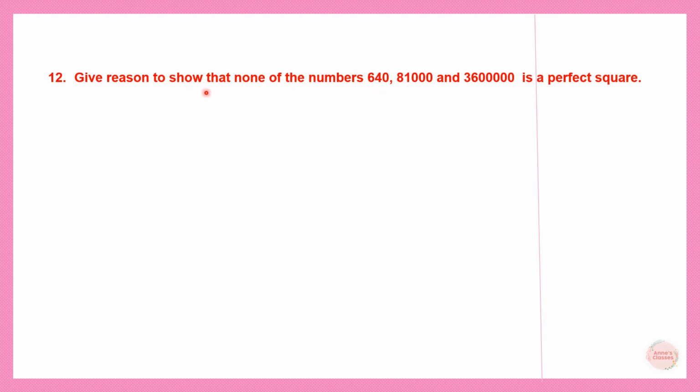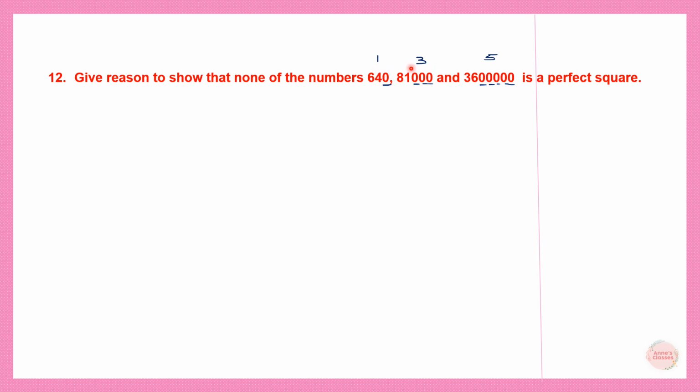And what is the reason? So they've already told us it's not a perfect square. What is the reason? So what we'll do is let's count the zeros. Here there is 1 zero, here 1, 2, 3 zeros, here 1, 2, 3, 4, 5 zeros. So can you see the number of zeros is odd?